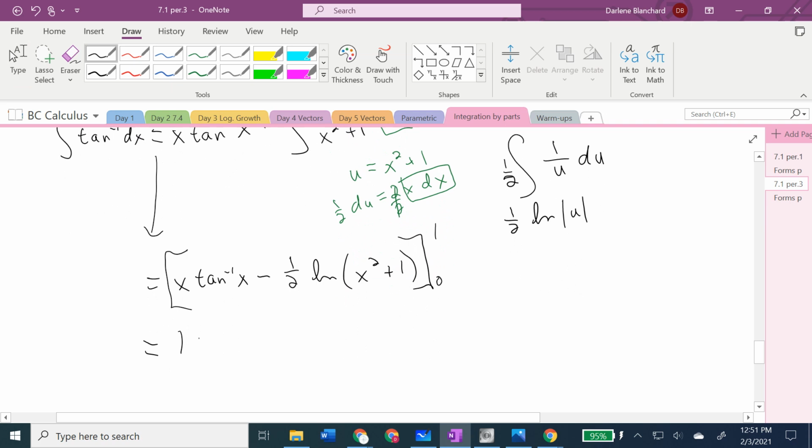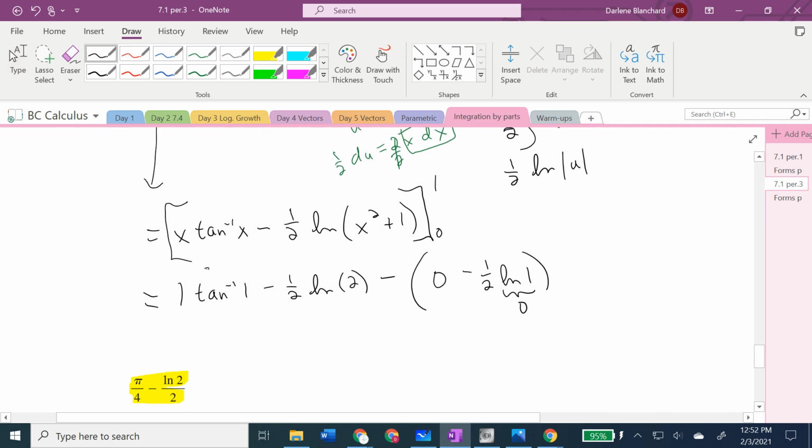Plugging in 1, I have 1 times inverse tangent of 1. You need to know without a calculator what the inverse tangent of 1 is. When I plug in 0, I'm going to get 0 minus 1/2 natural log of 1, which natural log of 1 is 0.